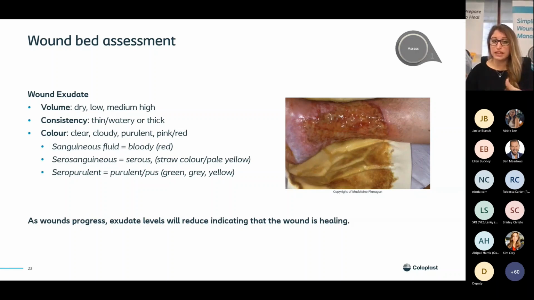So you can have blood-stained exudate. You can have your serous exudate, which is your straw colour, pale yellow, which is part of the inflammatory phase, or you can have purulent, pussy, thick exudate, which probably indicates that you've got some sort of infection, and this is green, grey or yellow in colour. Now, as your wound progresses through the healing stages, the exudate levels should reduce, and that indicates that the wound is progressing towards healing. So that's where we want to be.